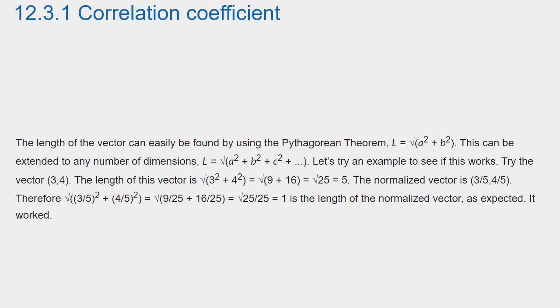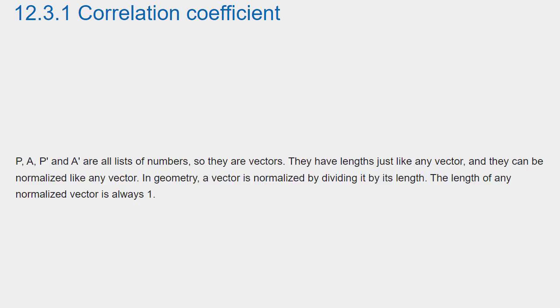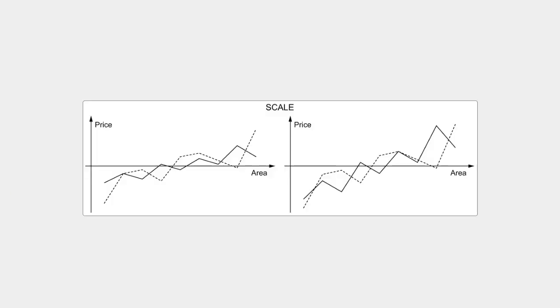As expected, it worked. P, A, P prime, and A prime are all lists of numbers, so they are vectors. They have lengths just like any vector, and they can be normalized like any vector. In geometry, a vector is normalized by dividing it by its length. The length of any normalized vector is always 1. To normalize P prime, you just square all of the adjusted prices, add those squares and take the square root of the sum. That gives you the length of P prime.